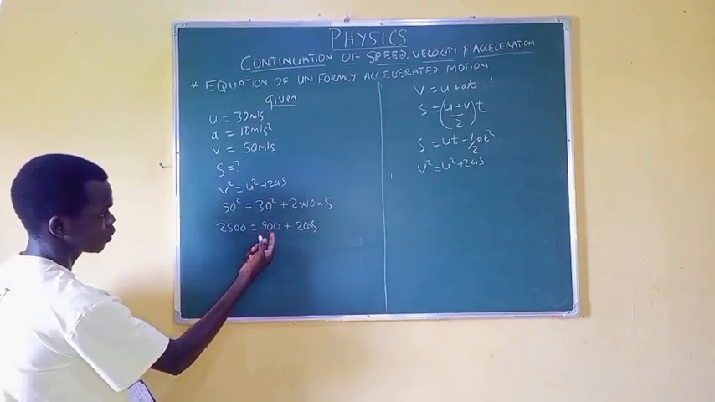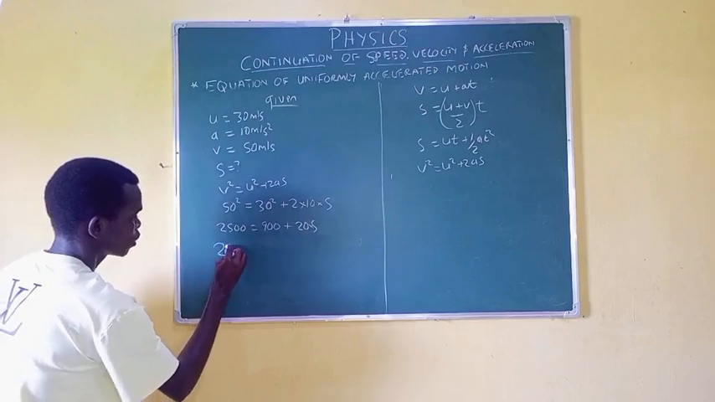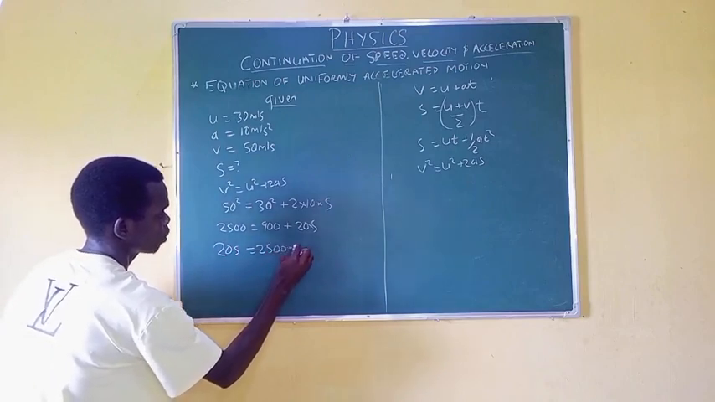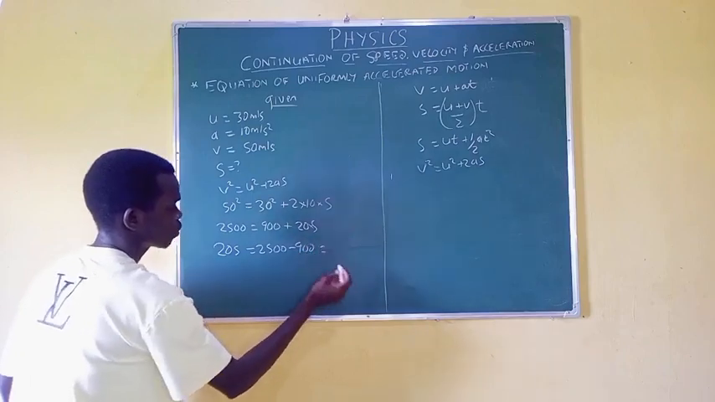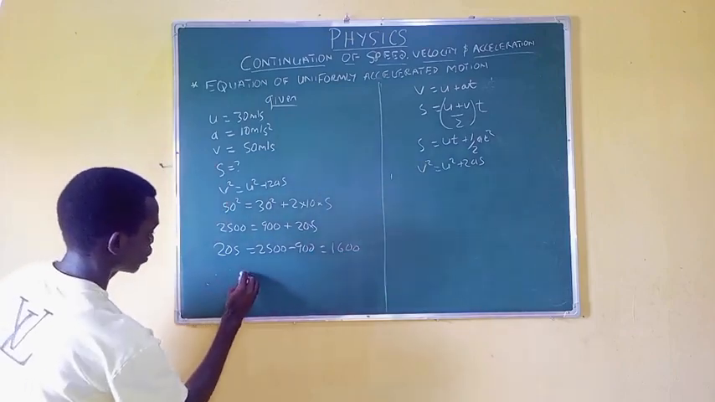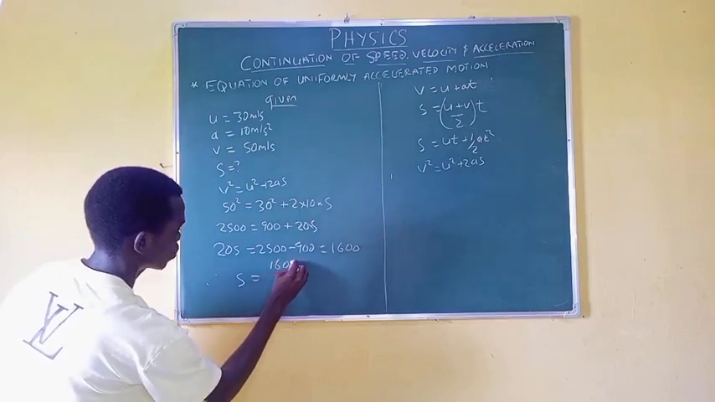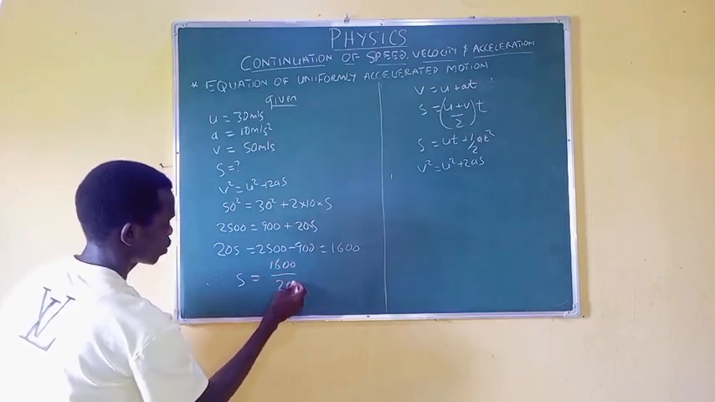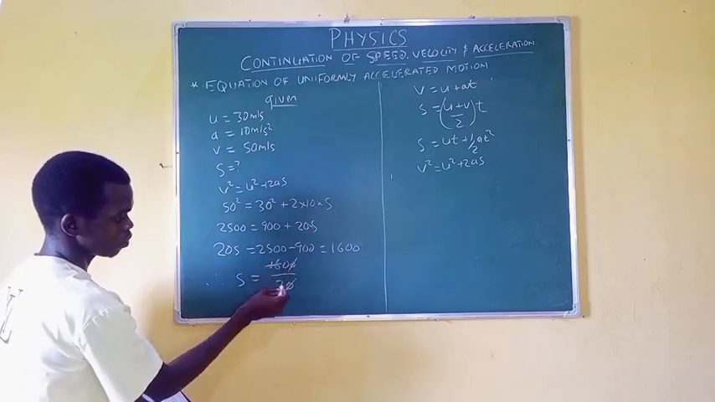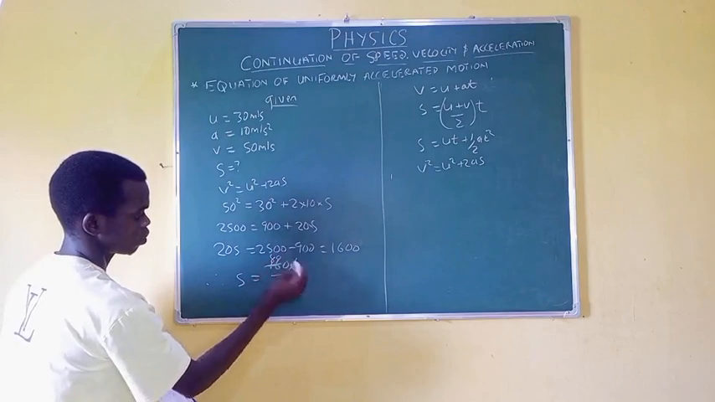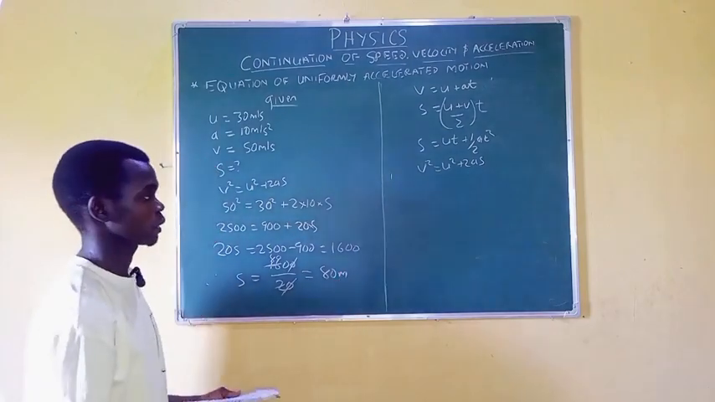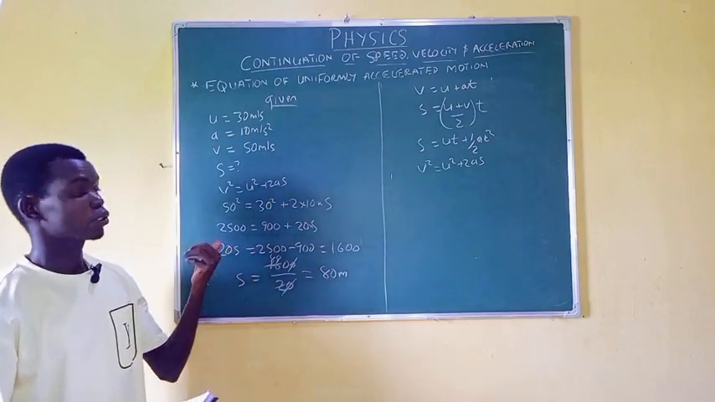When you move this 900 to this side, it becomes 20s is equal to 2500 minus 900, which is equal to 1600. Therefore, distance will now be 1600 divided by 20. This here, 0 cancels 0, becomes 160 over 2. 160 divided by 2, we have 80. Therefore, we now have 80 meters. This is one way of using equation of motion.